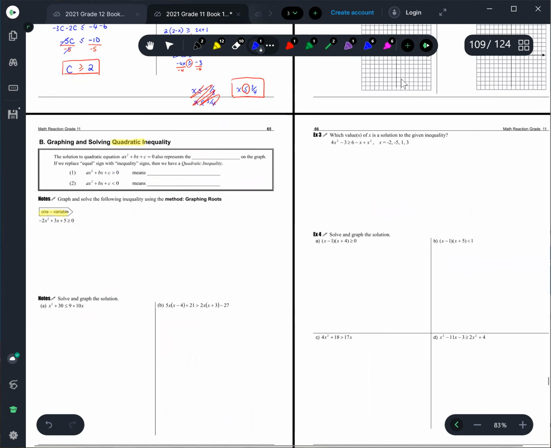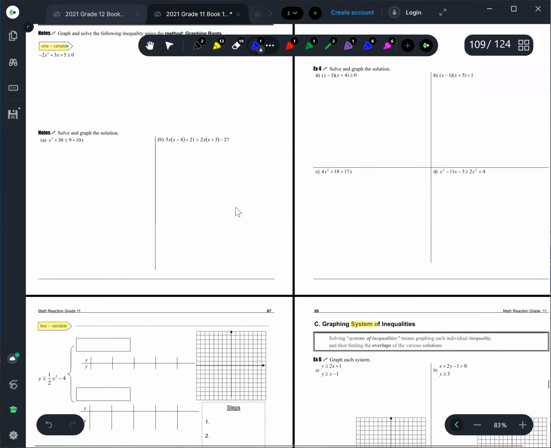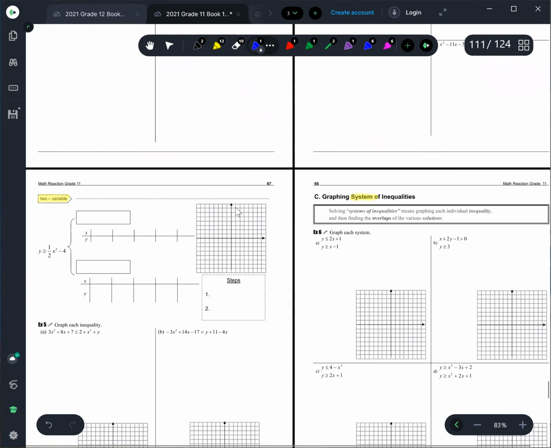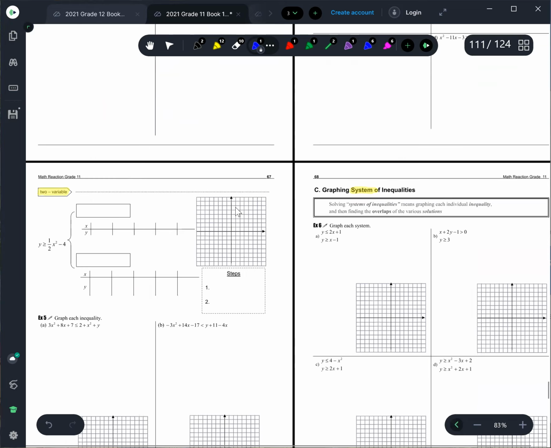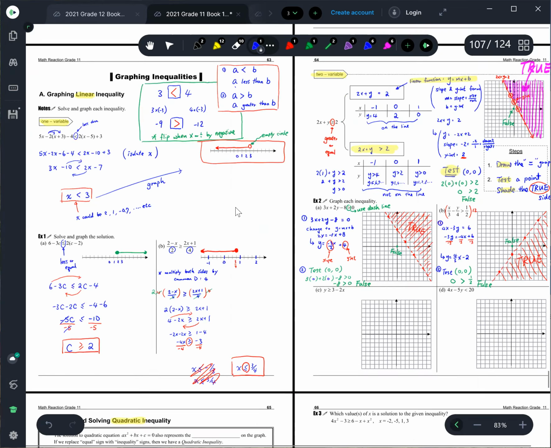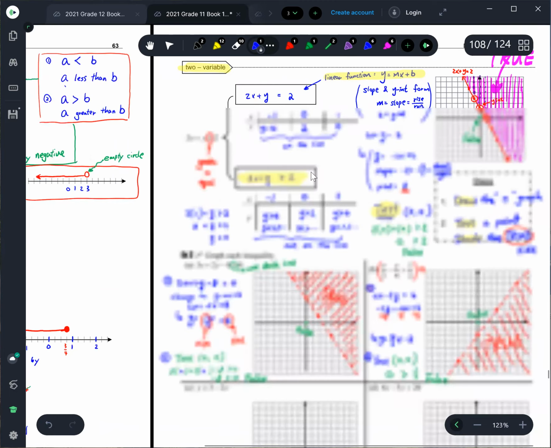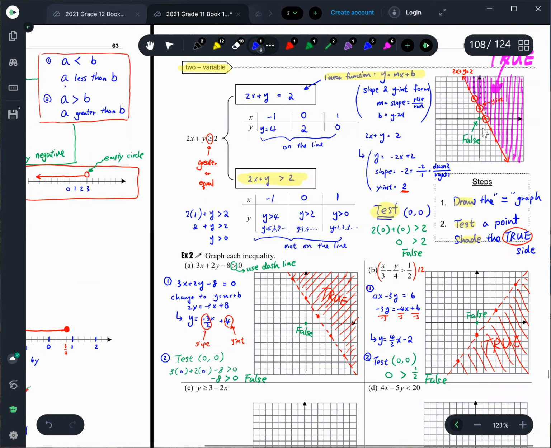So the next page is quadratic inequality with one variable. We do that later, okay? We're skipping these two pages, we'll come back later. We're going to do the quadratic inequality with two variables, because it's more similar to the way we did for linear, all right? The steps are the same. The only difference is instead of straight lines, we have a parabola.